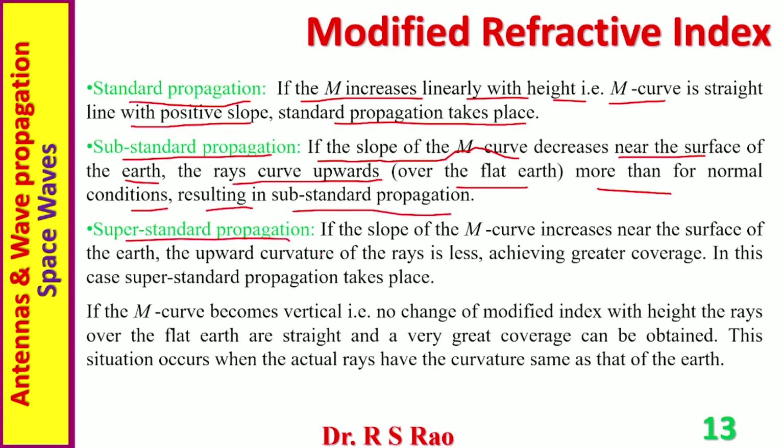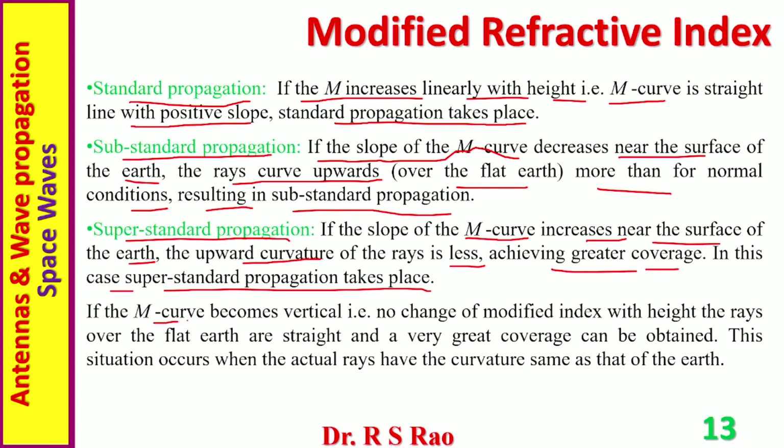Superstandard propagation: if the slope of the m curve increases near the surface of the earth, the upward curvature of the rays is less, achieving greater coverage. In this case, superstandard propagation takes place. So here, standard propagation, substandard propagation, superstandard propagation, three terms are described. The description is with respect to M curves.